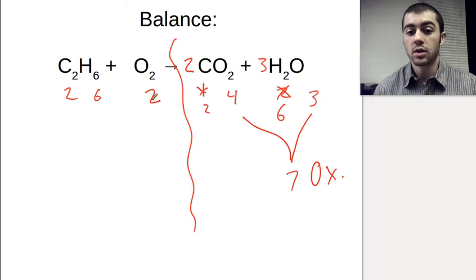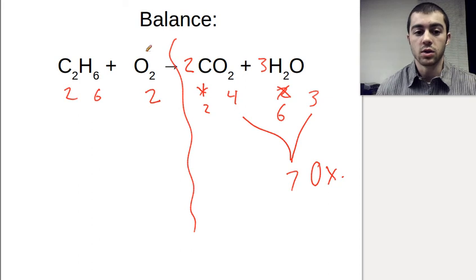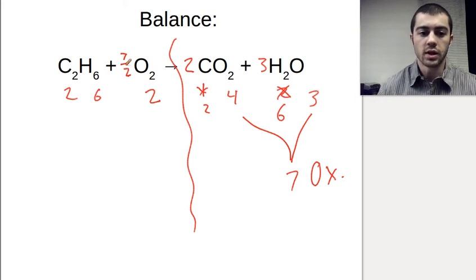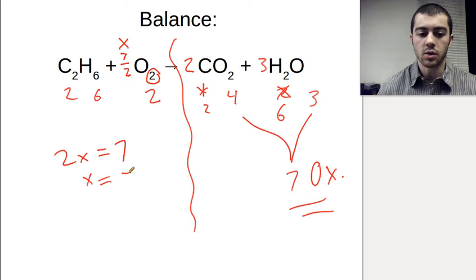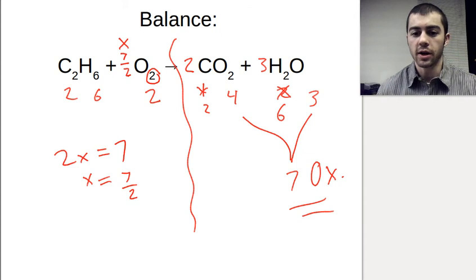So there's 2 ways to do this. One way is to use a fraction. So we could put 7 over 2 in front of this oxygen, because 7 over 2 times 2 would give us 7. The way we really did that was, if we call this number x, we could say 2, because that's our subscript, 2 times x has to give us 7, because that's how many oxygens we have on the product side. So if we solve for x here, we get x equals 7 over 2. So that's one way of doing it, is with a fraction.